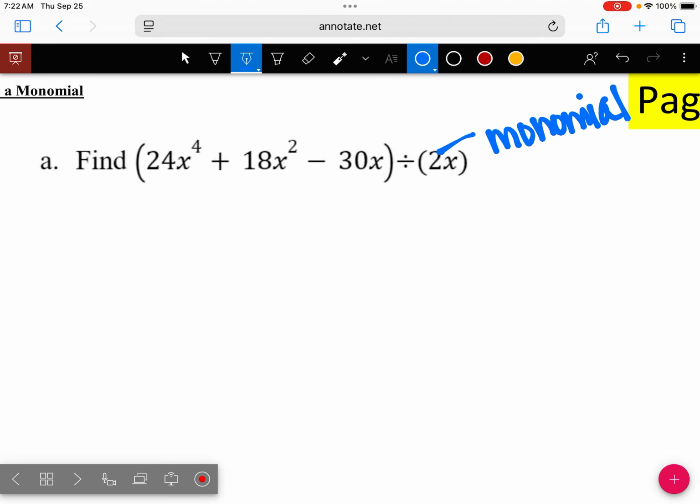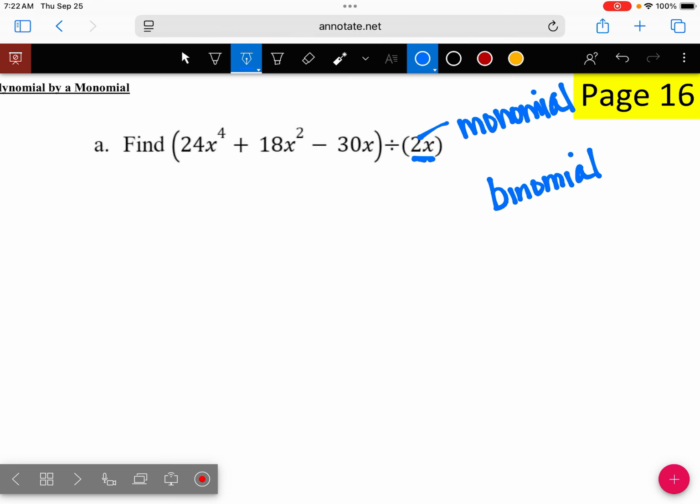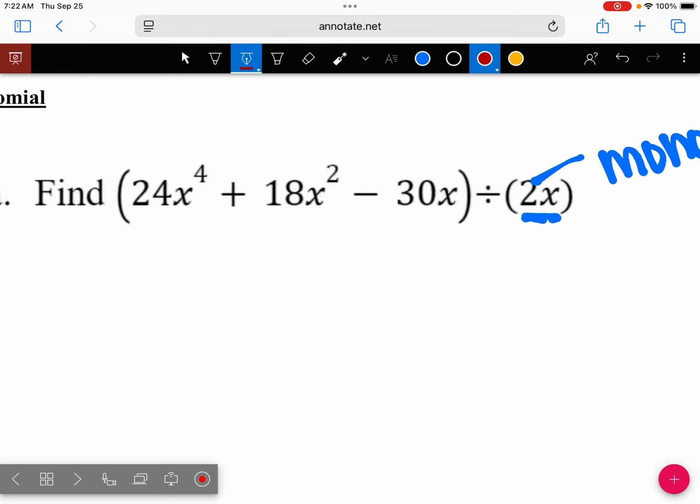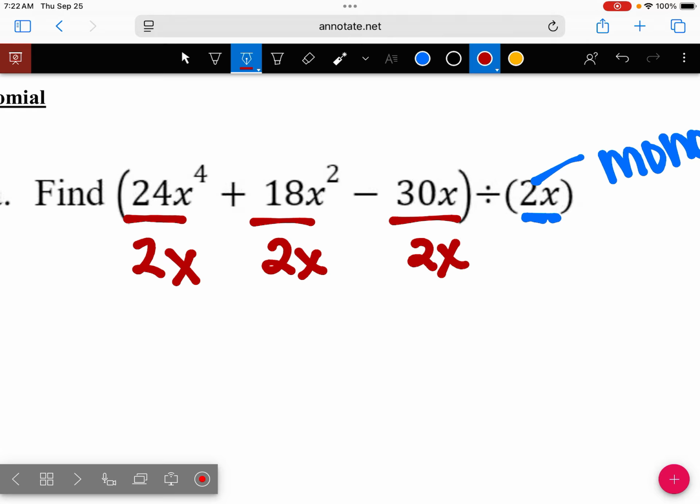A binomial has a plus sign or a minus sign in there. But you see how the 2 and the x are just together? When it's just together like that, it makes it one term. So whenever it's a monomial, it's one term. You're just going to take each one of your terms and divide it by that monomial. So take each one and divide it by that one term.